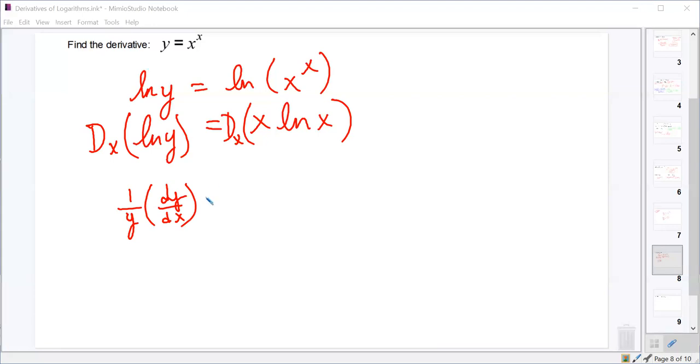And then on the right-hand side, using the product rule, it should be x times the derivative of natural log of x, which is what? 1 over x. Plus, then we've got natural log of x times the derivative of x, which is just 1. Any issues with that? Everybody good so far?